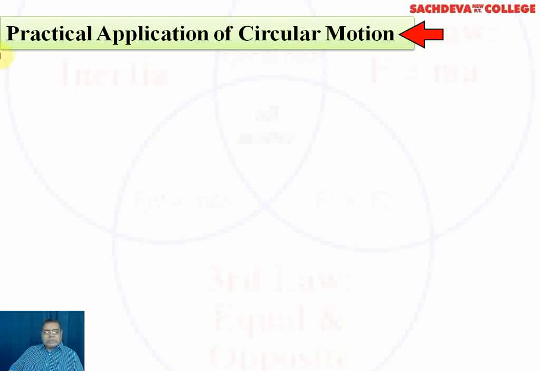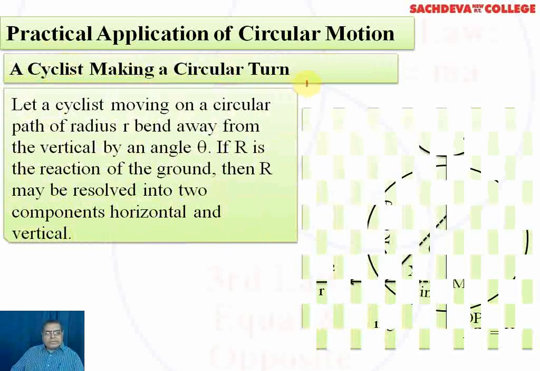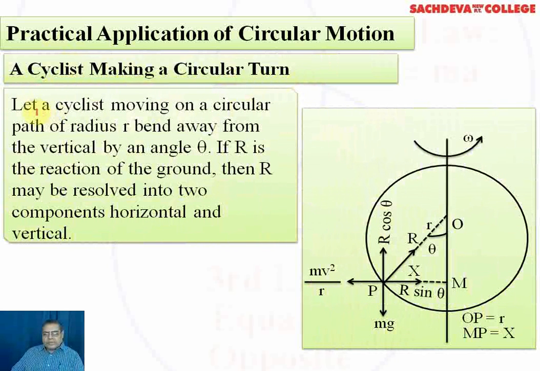Now we come towards the practical application of circular motion. We have discussed earlier the motion of planets around the sun and the motion of an electron around the nucleus. Now we come towards a special case, like a cyclist making a circular turn. When a cyclist makes a circular turn, you can refer to the figure.